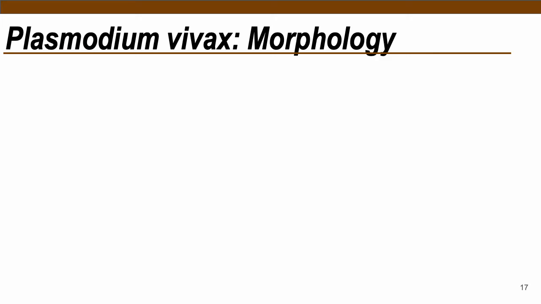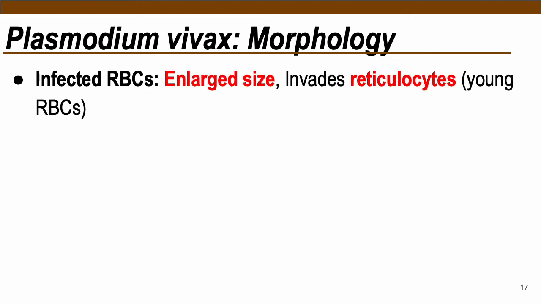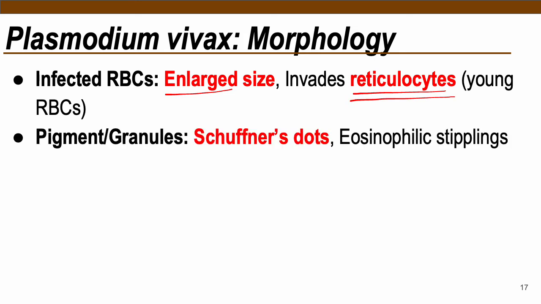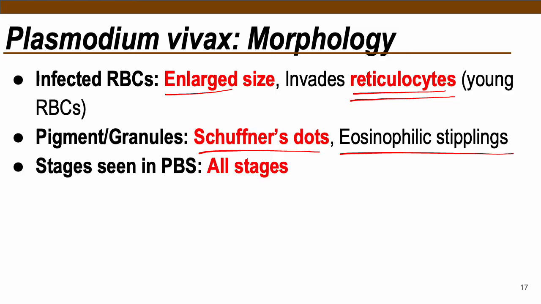In terms of the morphology for Plasmodium vivax, this infects RBCs, which become enlarged in size, and only the young RBCs, or what we call the reticulocytes, are infected with this particular parasite. In terms of the pigment or granules created, these are what we call Schüffner's dots or eosinophilic stipplings. For the stages, all stages are seen in the peripheral blood smear. So let's talk about each one of them.